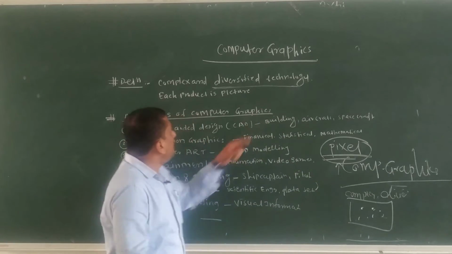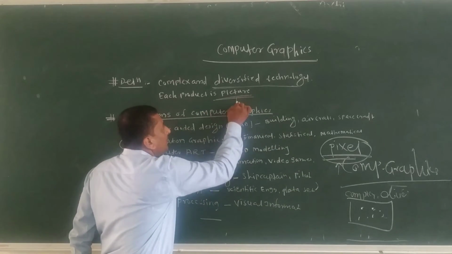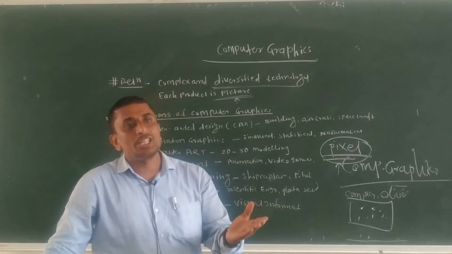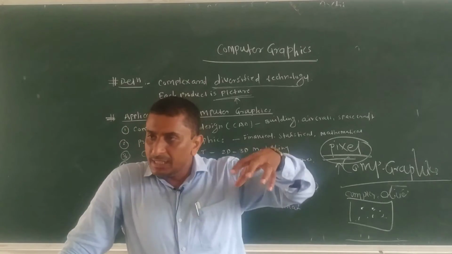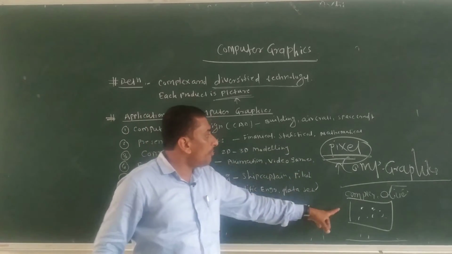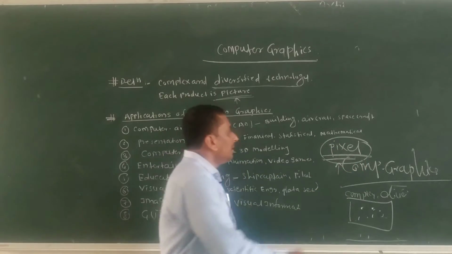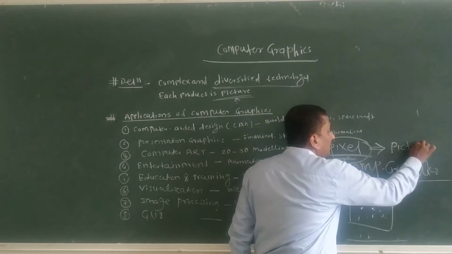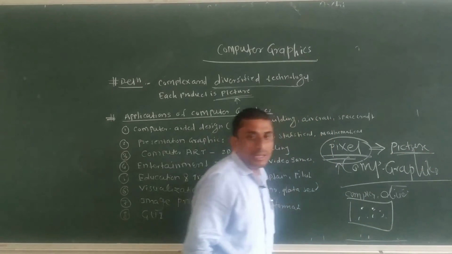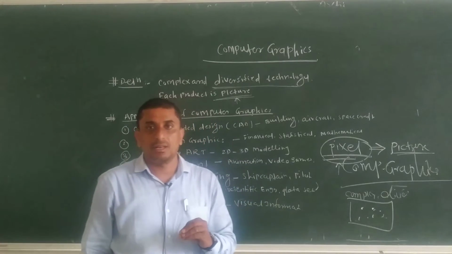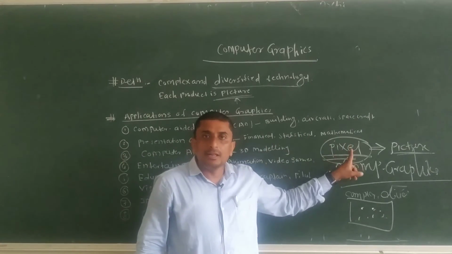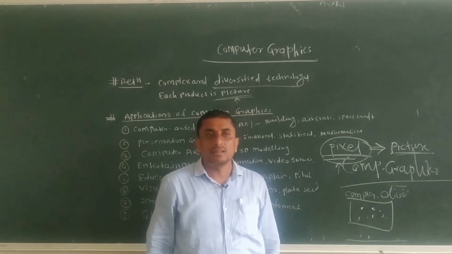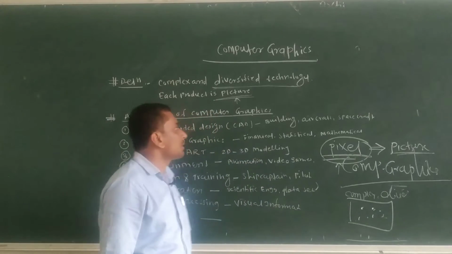Even though the final product of computer graphics is a picture, this picture is a collection of pixels. By collecting so many pixels, we can form a corresponding picture. The end result of any computer graphics, by collection of different pixel points, is automatically formed as the corresponding picture.